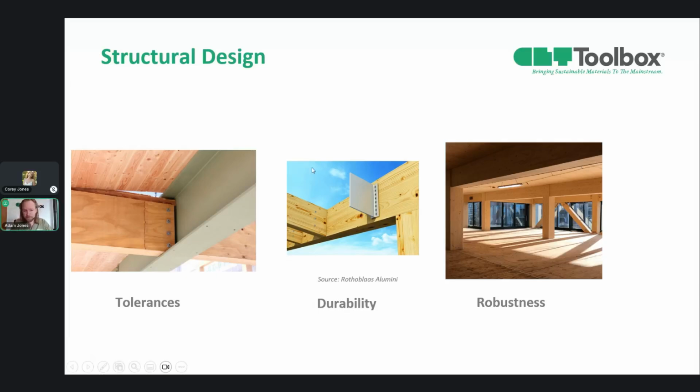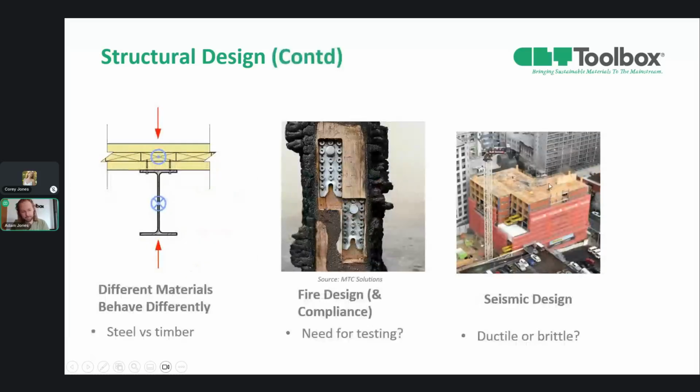You've also got durability concerns. Are you actually in an outdoor environment? If you're designing for connections in a wet area, is it corrosion protection and things like that? And robustness as well. If you think about a connection of a mid-rise or a high-rise building, typically it's required to design for robustness, and sometimes that can be a governing factor when you're doing the design and can actually add to the expense of it all. So you need to potentially consider that. Structural design continued. Different materials behave differently.